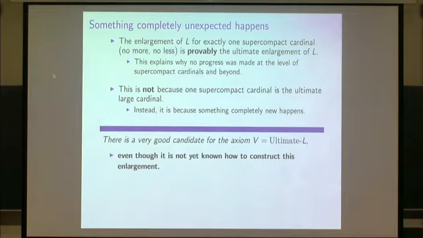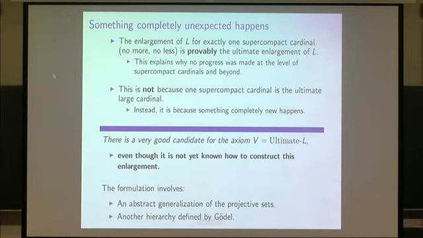So if you think back to the axiom V equals L, you can only state that axiom if you have the definition of the L alphas, the level by level construction of L. So you would think, even if there is an ultimate L, you're not going to be able to write down that axiom until you have the level by level construction. And that turns out to be possibly not true. The formulation of the candidate axiom involves an abstract generalization of the projective sets and another hierarchy defined by Gödel. All right, so now I realize it's a little frustrating. I haven't given definitions or certainly any proofs, so now we're going to get into the details.